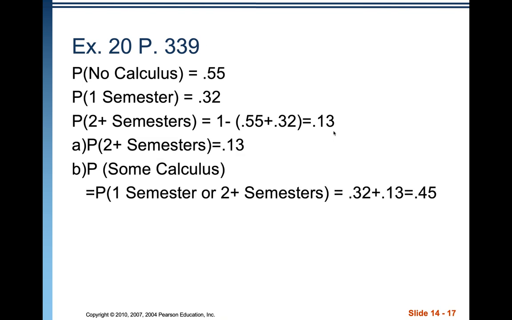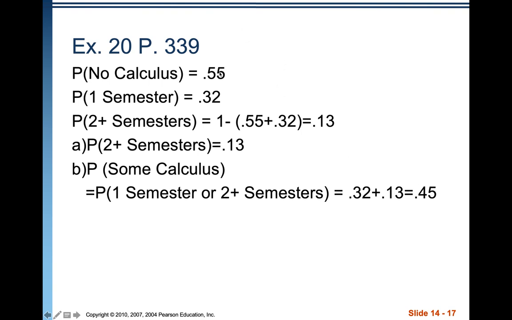All right, probability of some calculus. Well, there's a couple of ways we can do that. Some calculus means 1 semester or 2 or more semesters. So that's going to be 0.32 plus 0.13, which is 0.45.